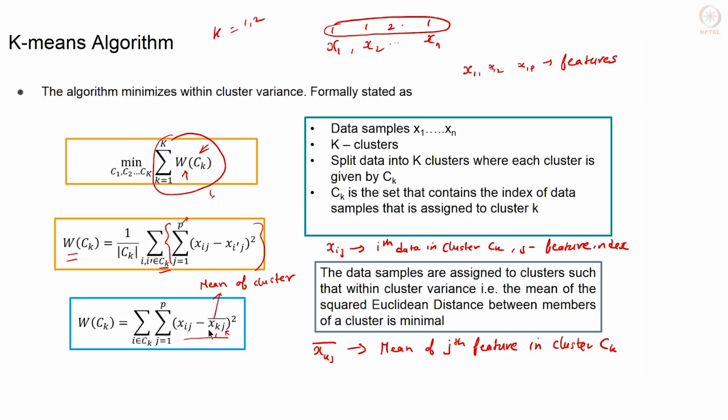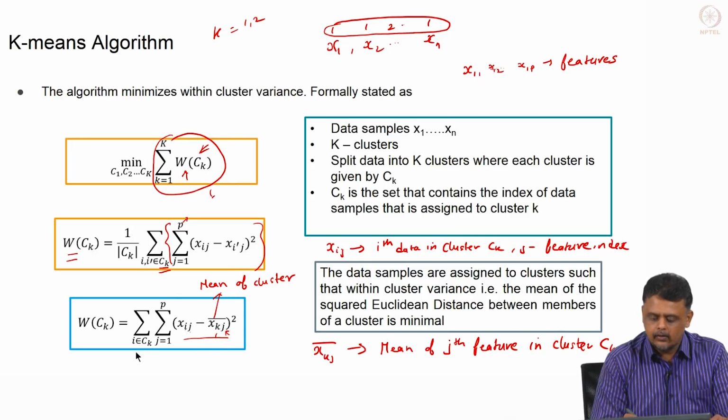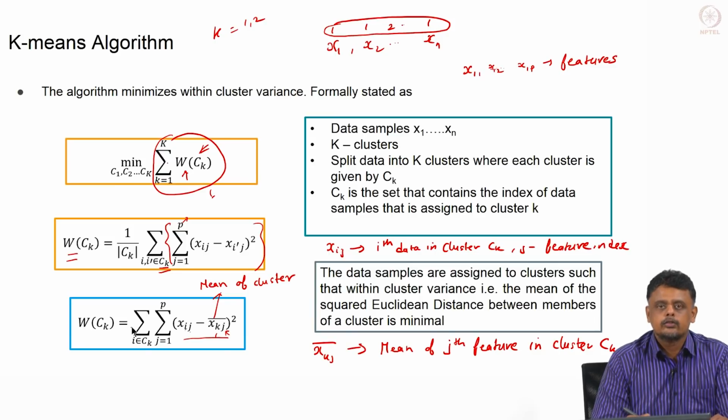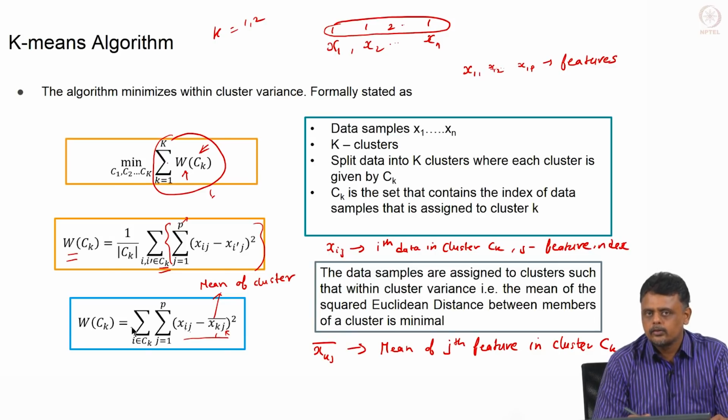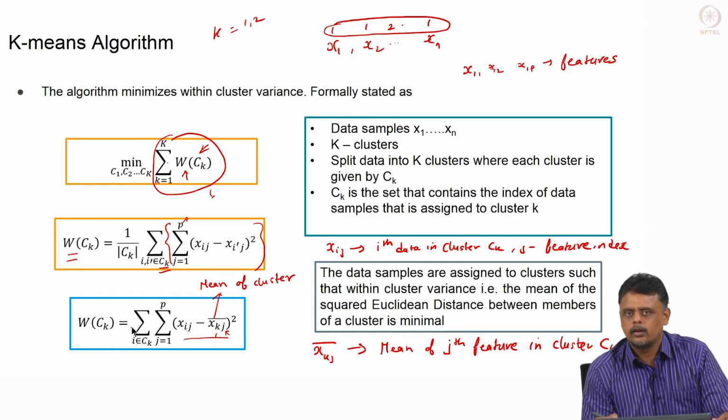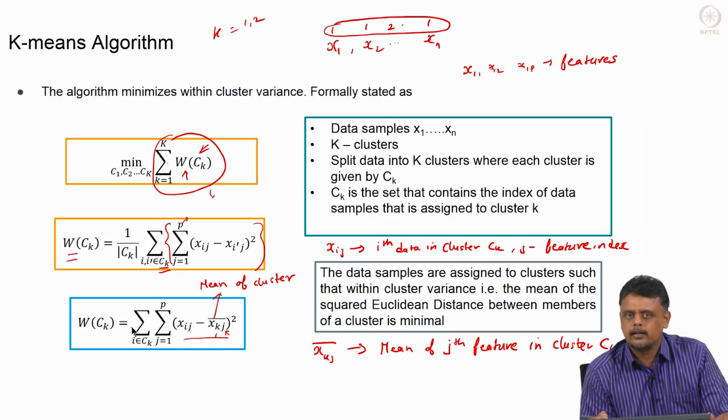You can rewrite this formula this way, and this is the cost function we are trying to optimize. There will be one more summation if you bring this summation down there. So, that is the cost function we are trying to optimize. It is a combinatorial optimization problem, so it is non-trivial to do. So, we use a greedy approach, something called iterative descent, and that is what is commonly referred to as the K-means algorithm.